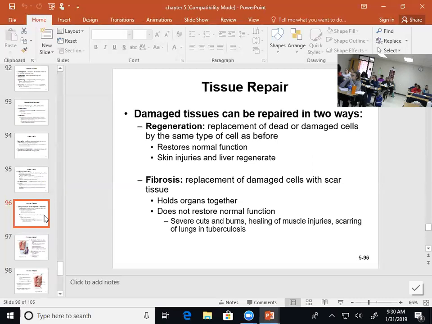So anyway, the next thing I want you to know is fibrosis. If you hear about fibrosis, it means there's going to be scarring. And scarring means that you're not going to get regeneration at that site. You're not going to get the same function at that site.